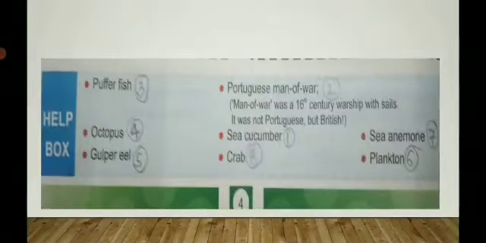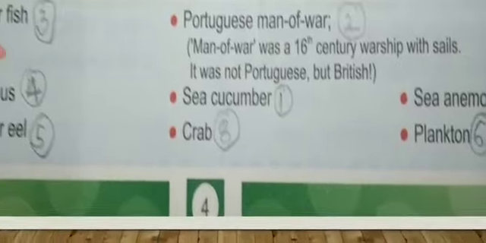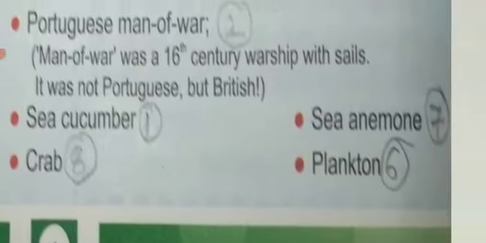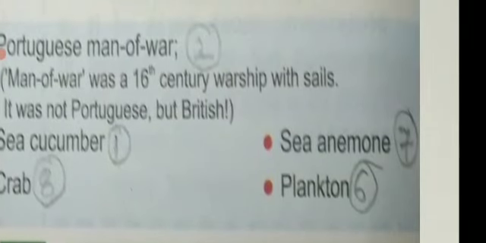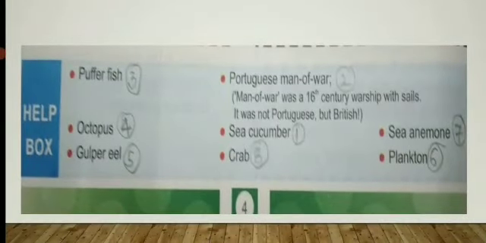I'll tell you the answers I have marked over here, but it is given in the help box. Just now I explained also. Look at this. First one, sea cucumber. Second one, Portuguese man of war. Third one, puffer fish. Fourth, octopus. Fifth, gulper eel. Then sixth one plankton, and seventh one sea anemone. It is given at the back side of the book also. You can copy down from that, or from the help box you can copy down, write proper spellings and learn. Thank you, students.